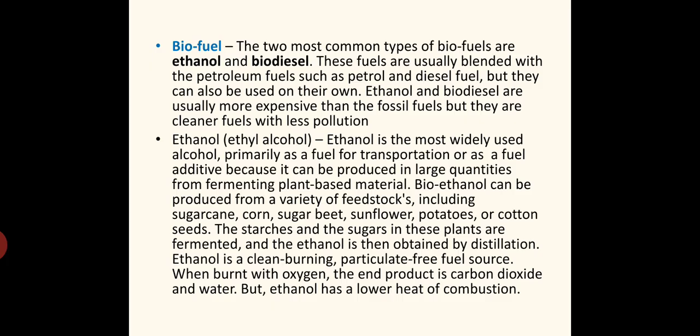Mostly we will be obtaining ethanol, which is a highly combustible liquid. The starches and the sugars in these plants are fermented, and then the ethanol is obtained by distillation. Finally, by doing the distillation, we will be getting the ethanol. So first we do the fermentation process, then finally by doing the distillation we can extract the ethanol from the sugar content of the above mentioned materials.